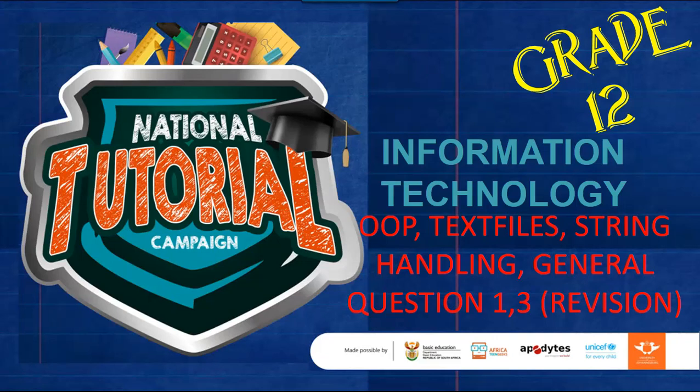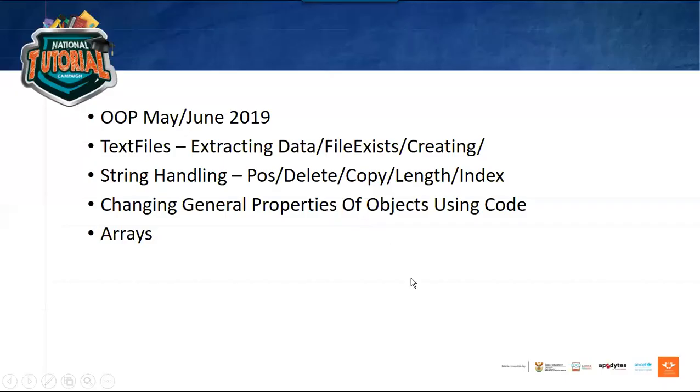More importantly, though, I came across a question yesterday. It's basically where they were using OOP, text files, and arrays. And that's something that we will look at before your final exams. So today, like I said, OOP, we're looking at the May-June 2019 paper. And we're going to be looking at text files. These are things that you definitely will use in your examination. You might not use it in this particular question, but you'll use it.